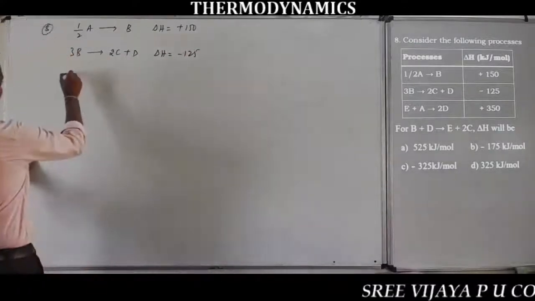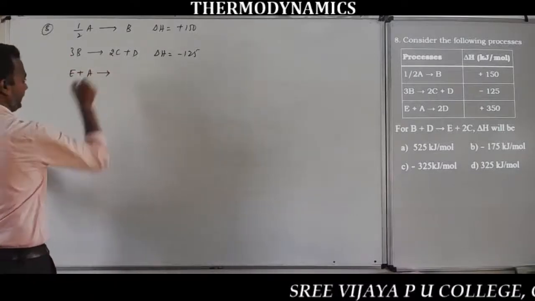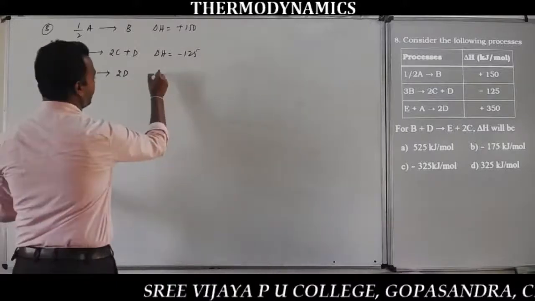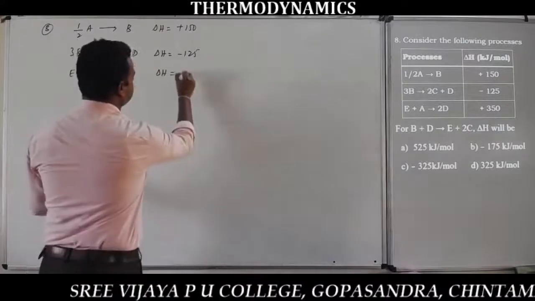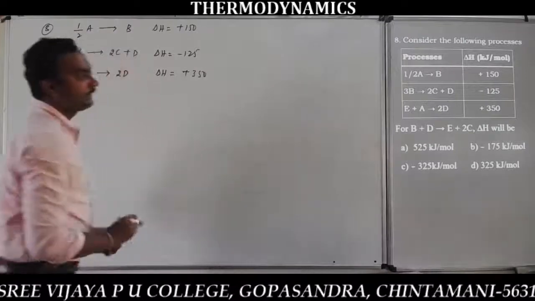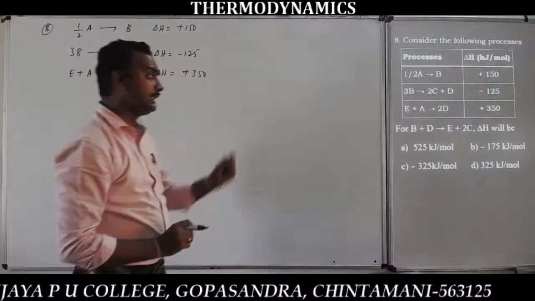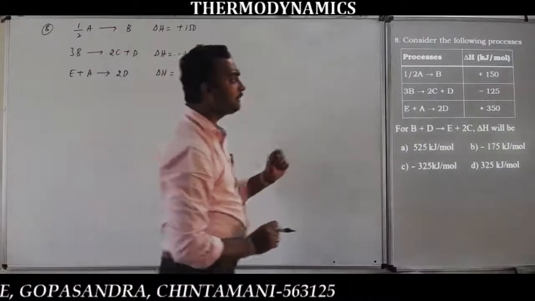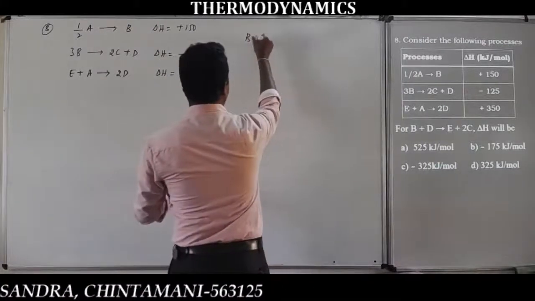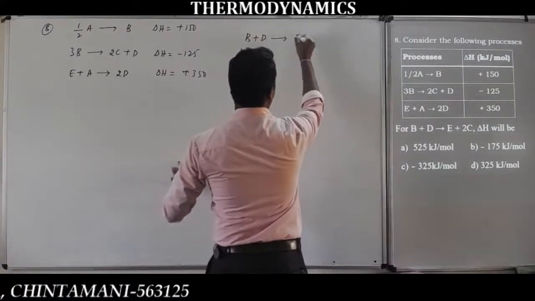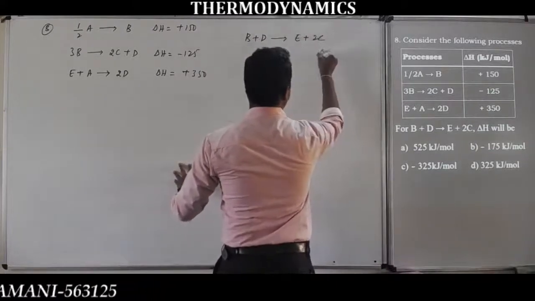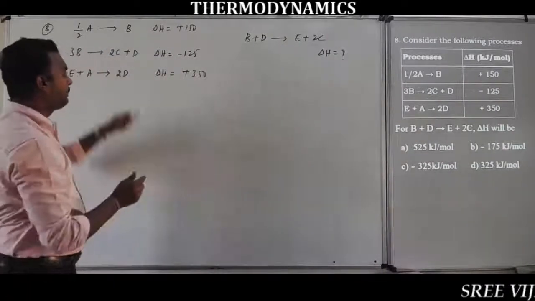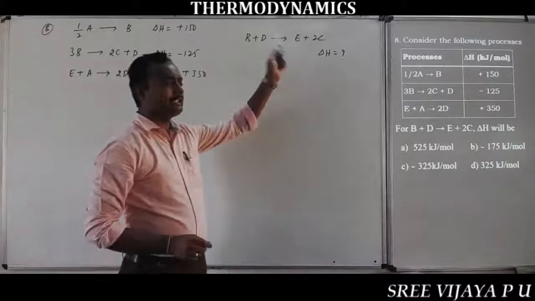And one more equation, E plus A converted into 2D. Delta H is equal to plus 350 kilojoule per mole. By using these equations, we have to calculate the enthalpy change for B plus D converted into E plus 2C. So delta H, it's very simple. By using these equations, you have to calculate the delta H for this equation.